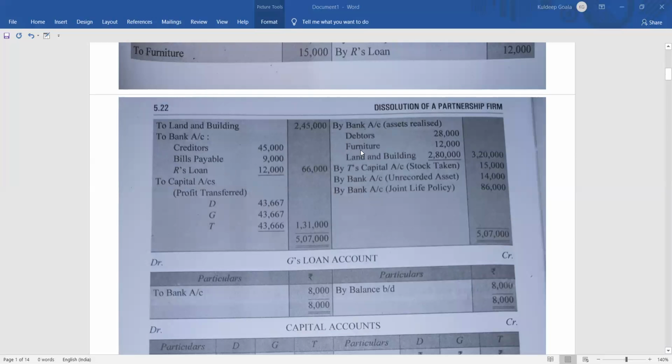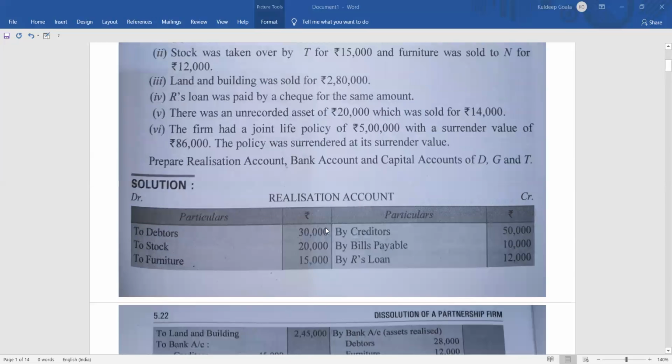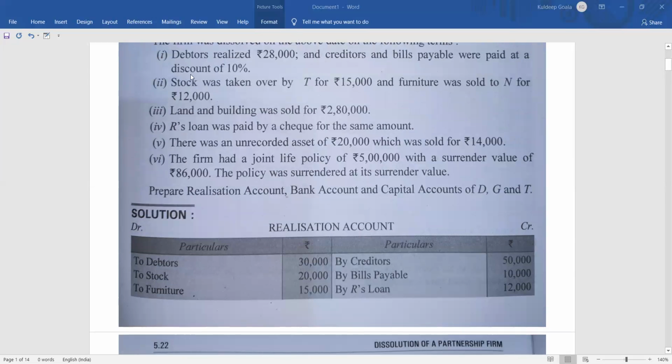R's loan account also. What was the amount? 12,000. Once again, I'm repeating, the journal entry will be like this. Realization account debit to bank. What will be the amount? Creditors 50,000 minus 10%, bills payable 10,000 minus 10%, and R's loan 12,000. There was no change, so it will be paid at 12,000. The total is 66,000. Okay, clear? Then the first point is over.